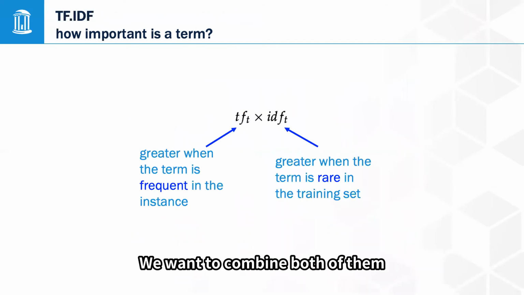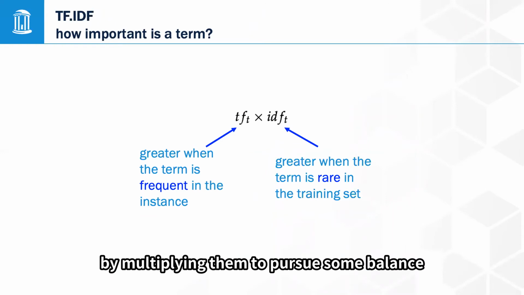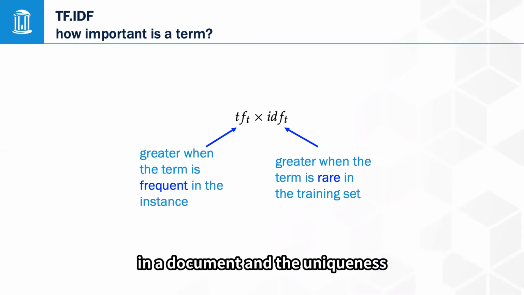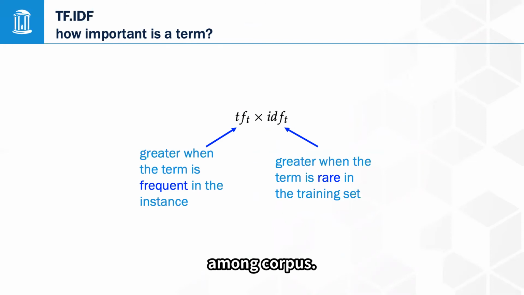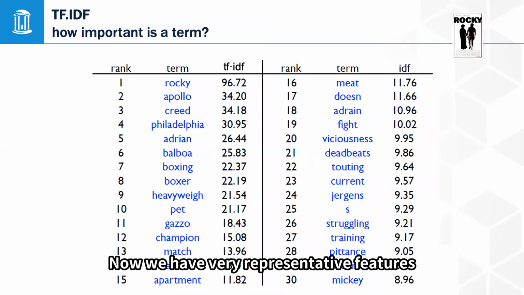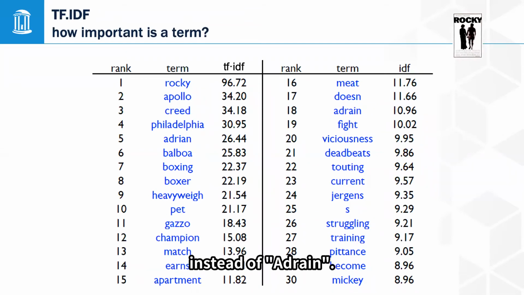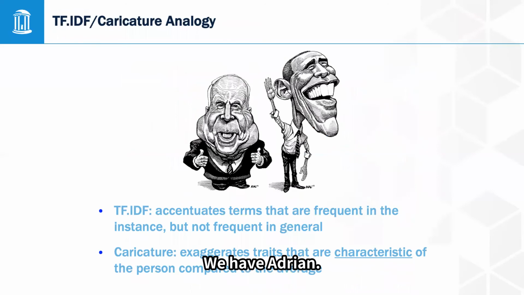We want to combine both of them by multiplying them. We pursue some balance between importance in the document and the uniqueness among corpus. Now we have very representative features. Instead of Adrian, we have Adrian.